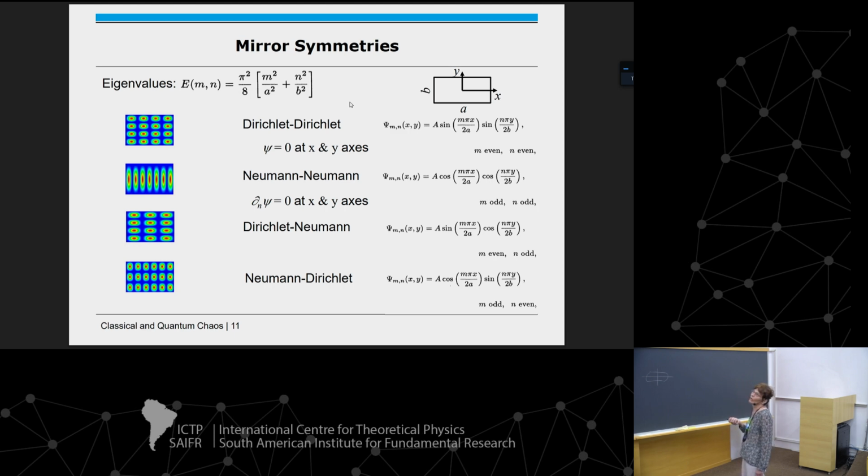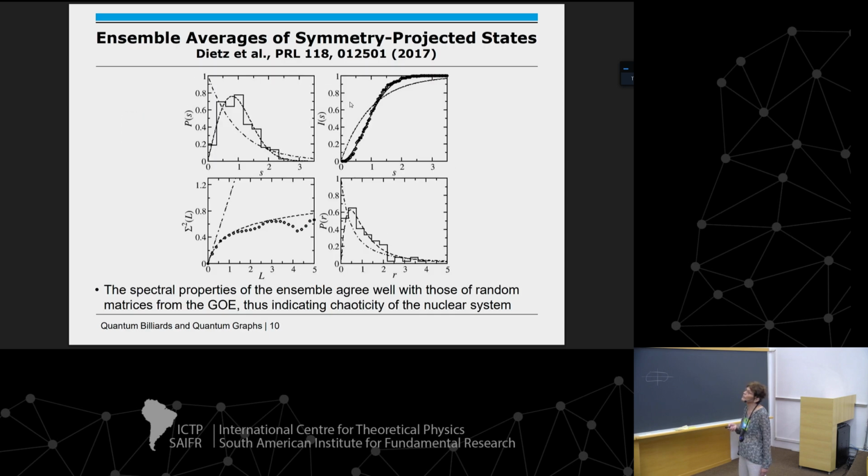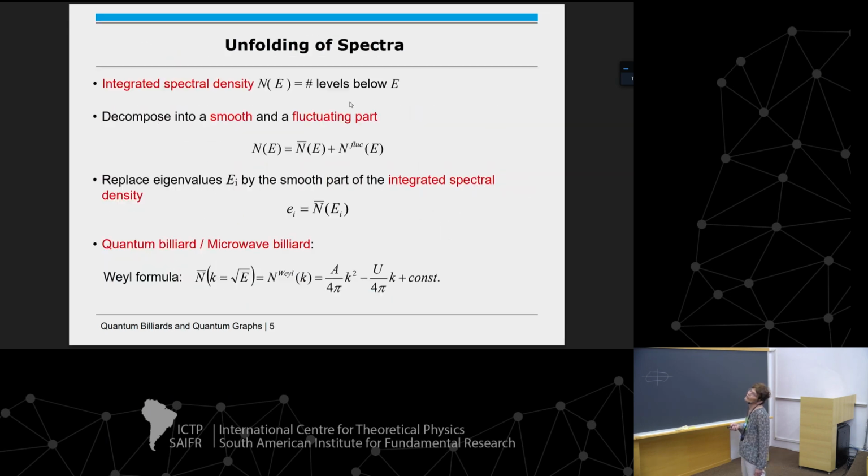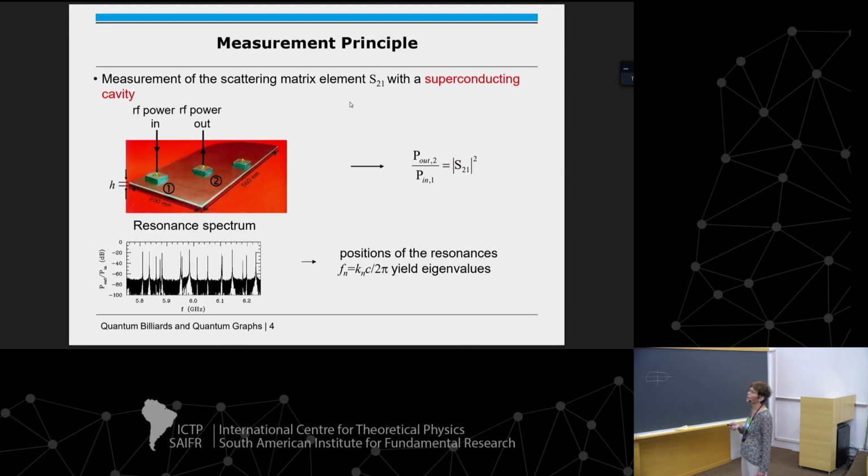So before you continue with the stadium billiard, I would also separate by symmetry. In the photograph which I showed you, we used a quarter stadium, which means that you have Dirichlet along this boundary.